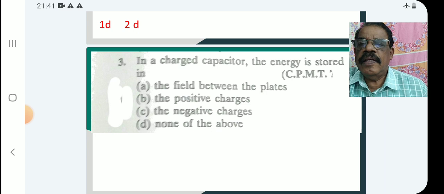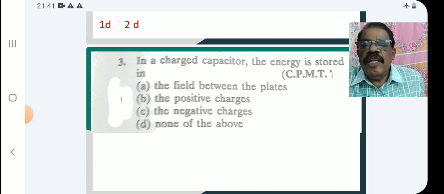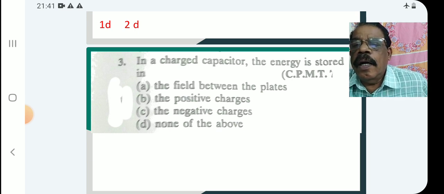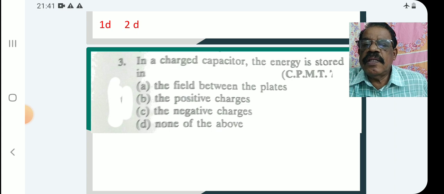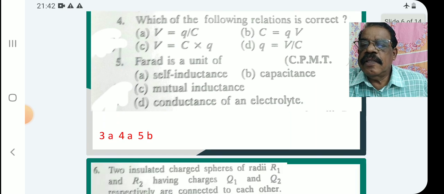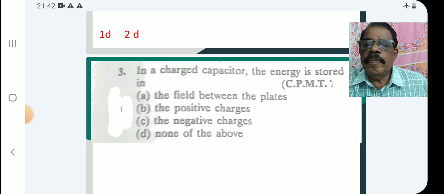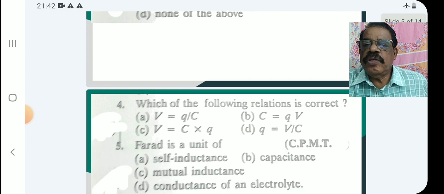Next question. In a charged capacitor, the energy is stored in the field between the plates, the positive charges, the negative charges, none of the above. Answer of 3, we can see here. 3A. The energy is stored in the electric field between the plates. 3A.